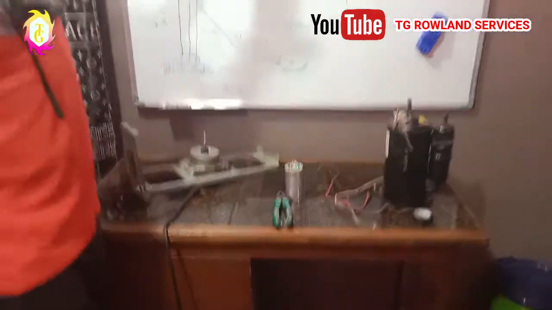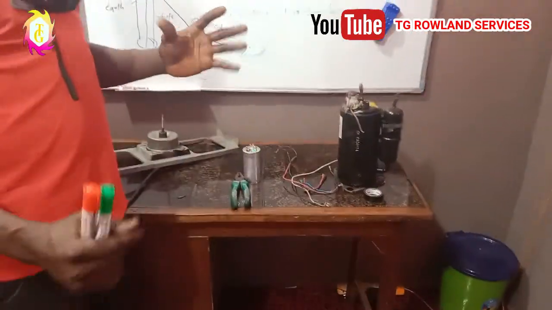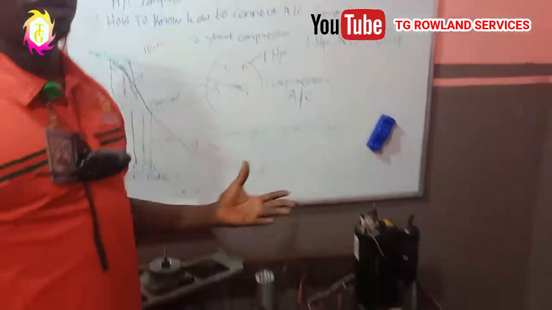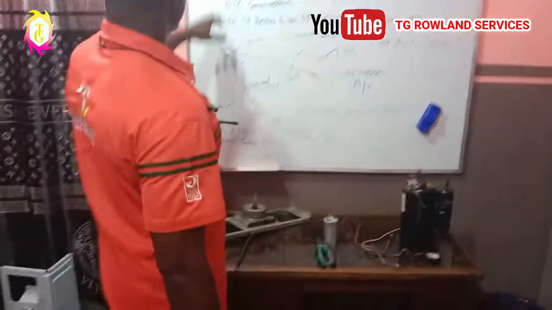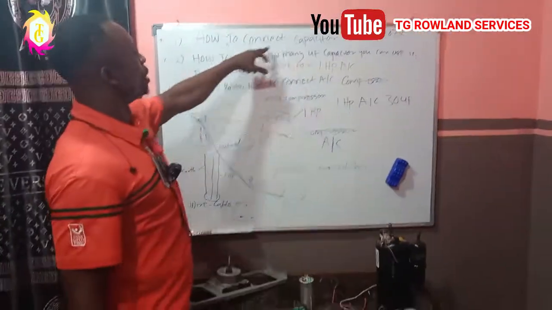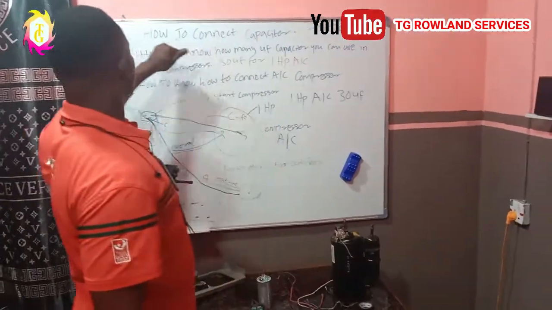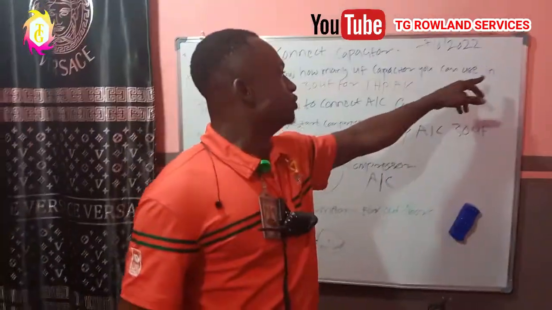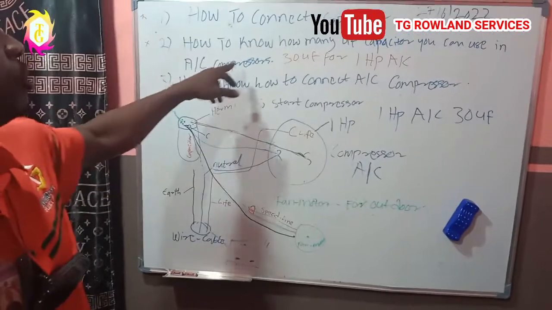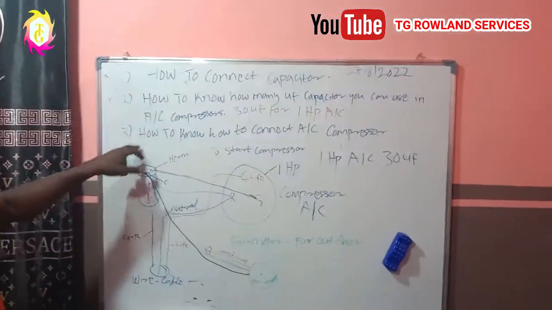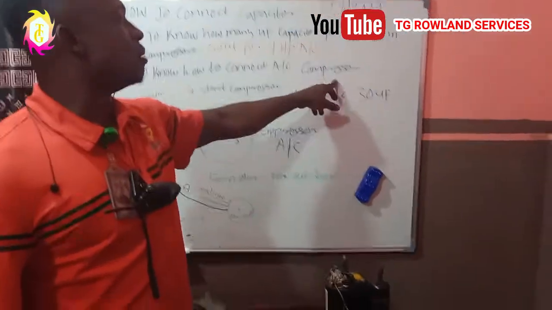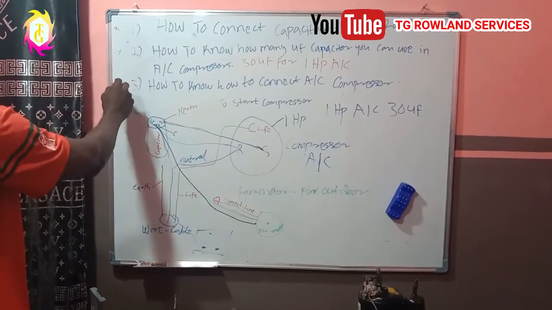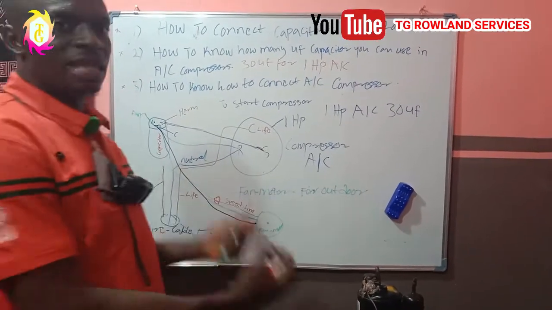Now, I want to give you the breakdown from the board that will help us work together to see how this connection of the theory will also help you in the practical aspect. So let's see how it goes. All right, the number one point we have here is what? How to connect a capacitor. Number two says how to know how many UF capacitor you can use in an AC compressor. Now the third says how to connect an AC compressor. All right, these are the three components that we have today, and we have to discuss them and learn about them and start together.